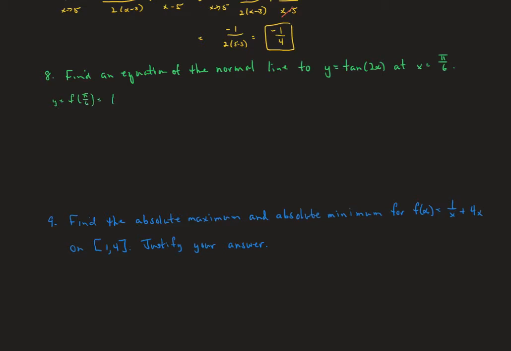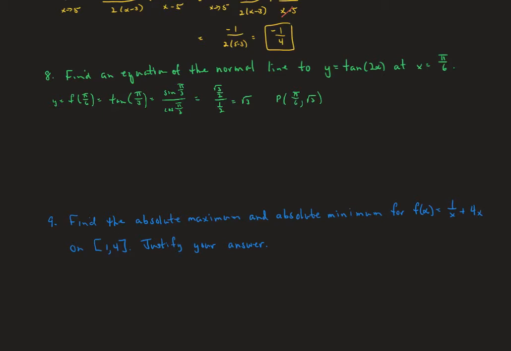That means we're going to take the tangent of 2 times pi over 6, which is pi over 3. So we're going to have to take the sine of pi over 3 over the cosine of pi over 3. Sine of pi over 3 is square root of 3 over 2. Cosine of pi over 3 is 1/2. That's going to get us to square root of 3. So that's the y coordinate. So our point on this tangent line and normal line is pi over 6 for the x coordinate, square root of 3 for the y coordinate.